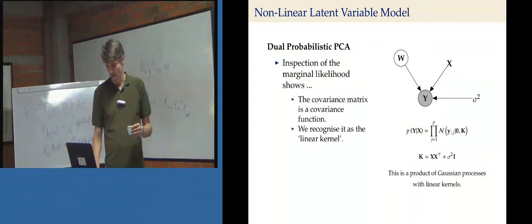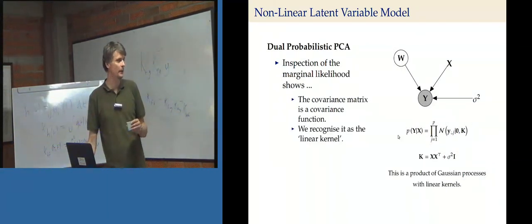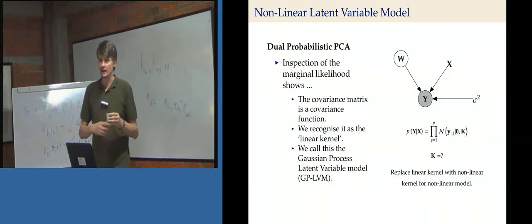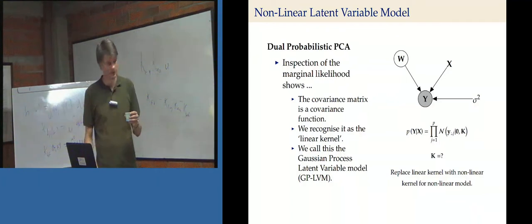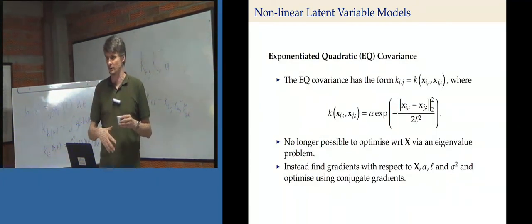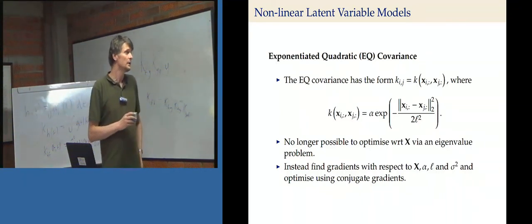Okay, so if we recognize that this is a product of Gaussian processes with a given covariance matrix here, we can just extend that to replace that covariance matrix with any nonlinear covariance we like. Anything we like, in fact. And that leads to what we call the Gaussian process latent variable model. So it's a very, very wide class of latent variable models, because you've seen how wide the class of covariance matrices is.